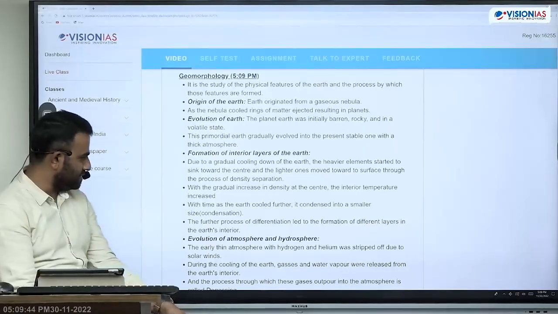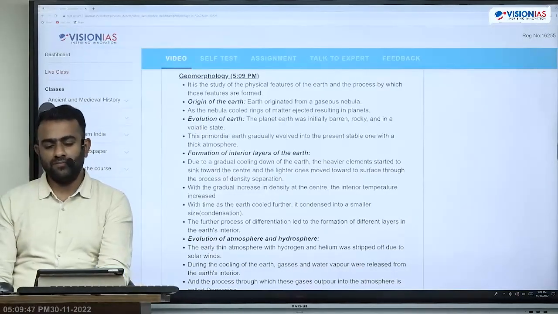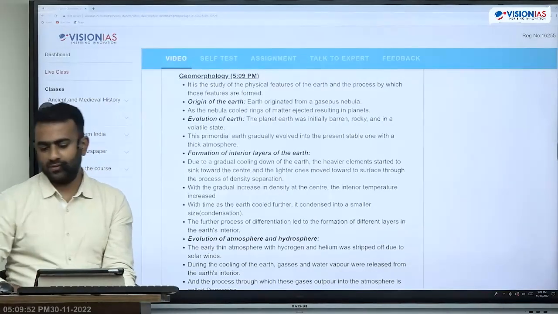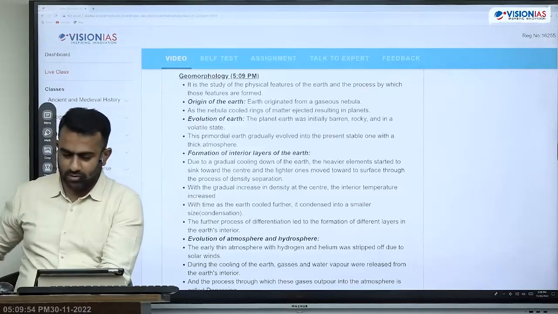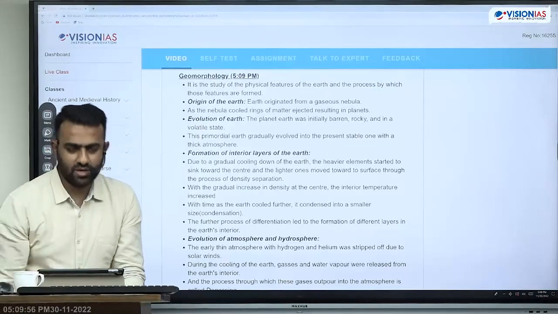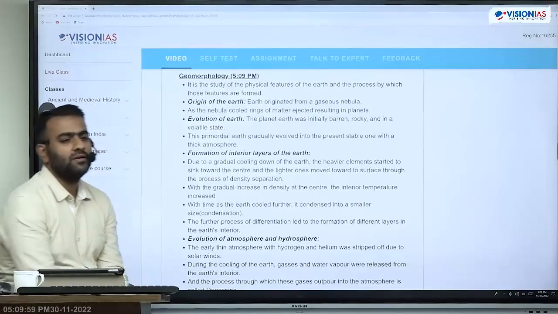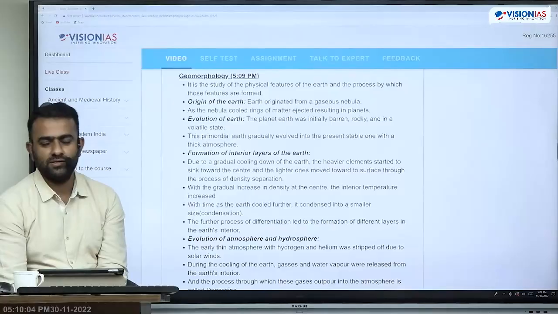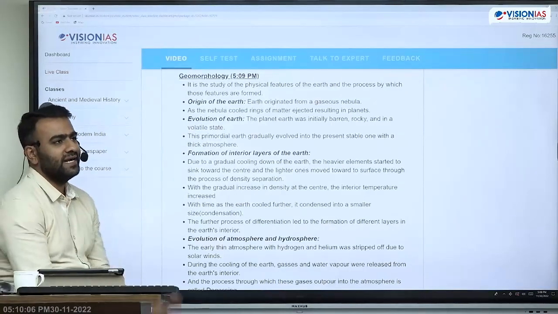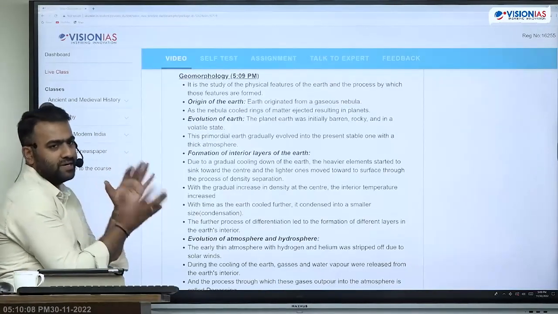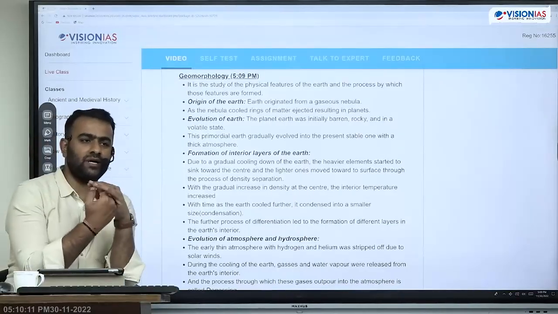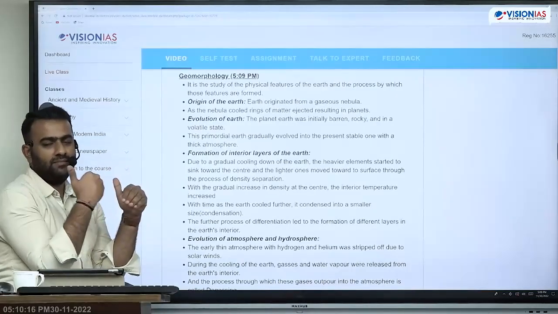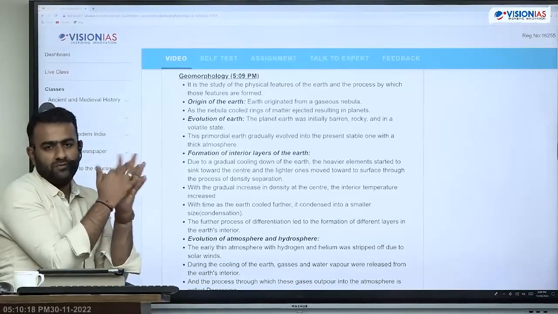The evolution of Earth's interior, the evolution of the interior layers: density separation, condensation, and then differentiation. You should remember these terms as they are. During this, the entire internal layers settled and separated as per the density, temperature, and mineral composition. That is how multiple different layers evolved, which we call the crust, mantle, and core.